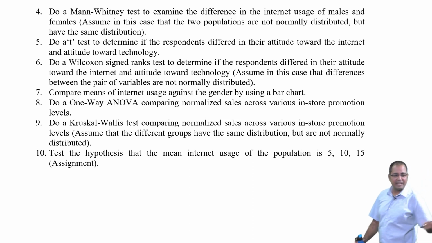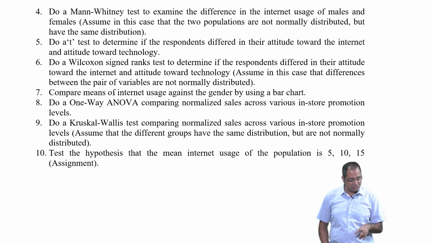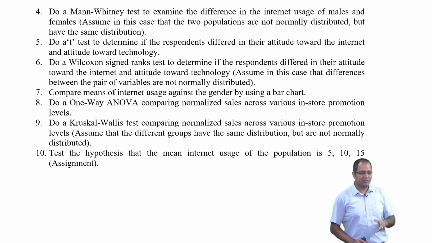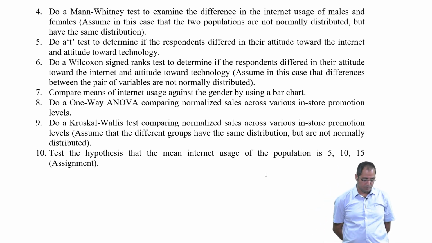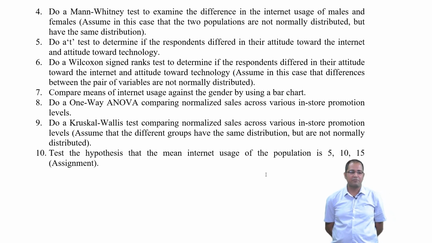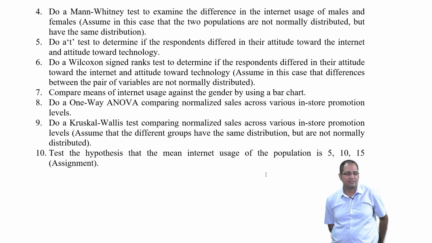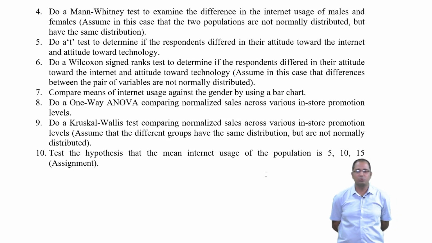And after you think that, do the last 10th one also. Test the hypothesis that the mean internet usage of the population is 5, 10, 15. These two things, quickly do it. So have you written? After you write, now start doing the assignment question number 10. Test the hypothesis that the mean internet usage population is 5, 10, 15. Do that test.